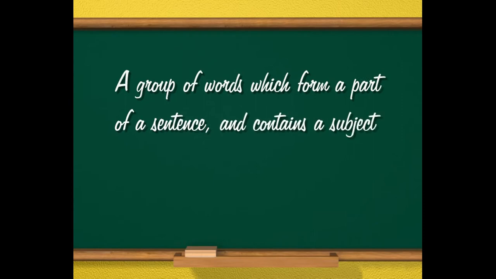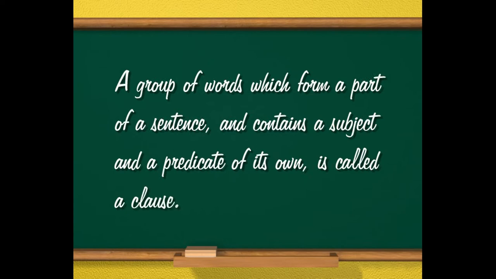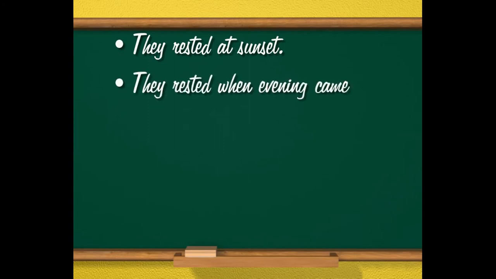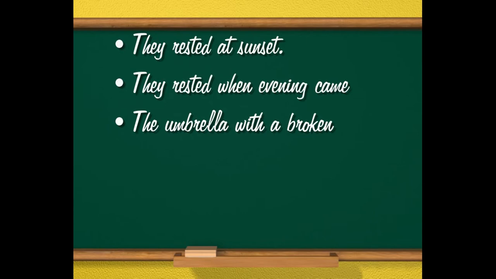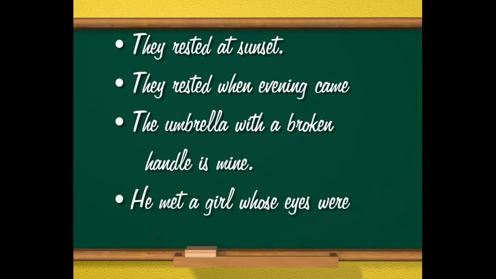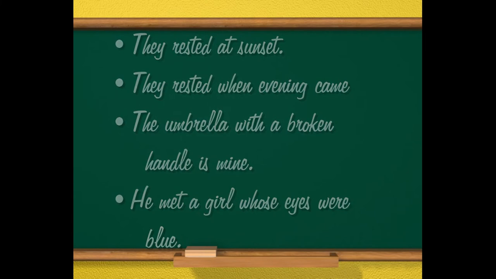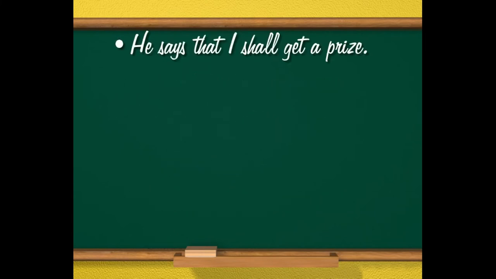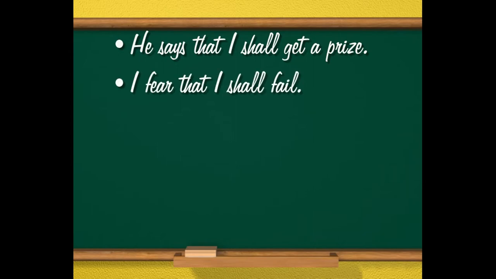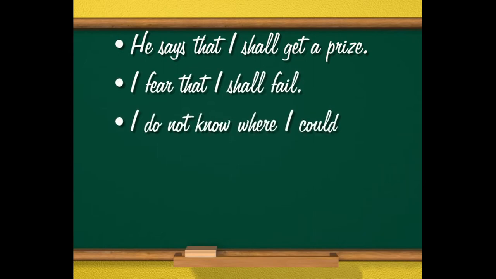A group of words which form a part of a sentence and contains a subject and a predicate of its own is called a clause. For example, they rested at sunset. They rested when evening came. The umbrella with a broken handle is mine. He met a girl whose eyes were blue. He says that I shall get a prize. I fear that I shall fail. I do not know where I could find him.